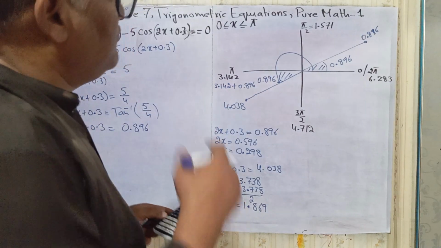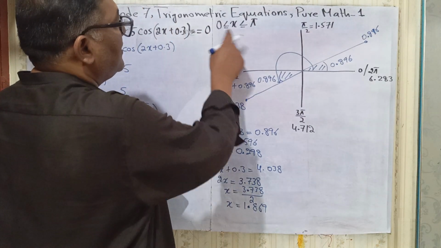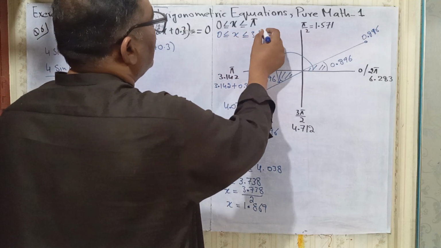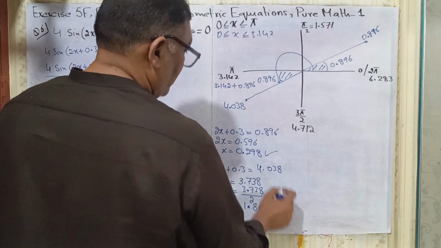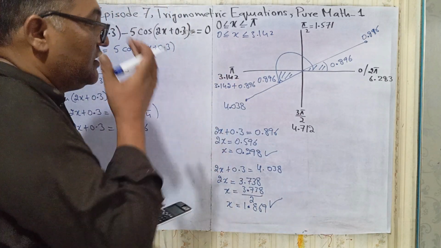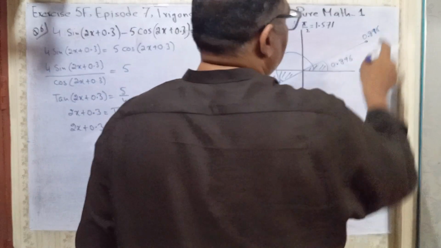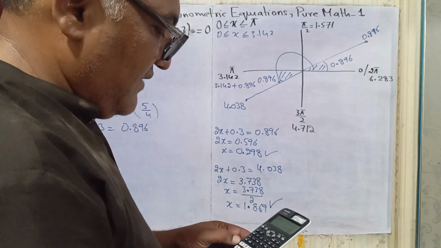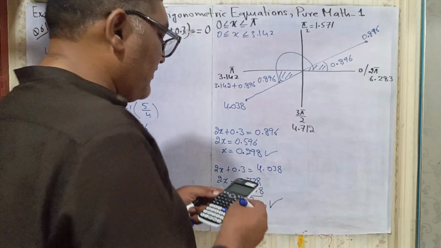Another thing you can do: you see this answer is in this range, from 0 to 3.142, and this answer is also in this range. So they are good. Another thing which we do normally is we add 2 pi. If I add 2 pi to 0.896, what do I get?